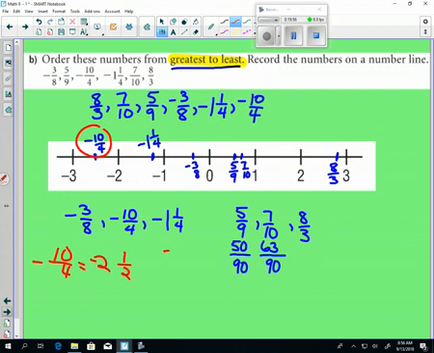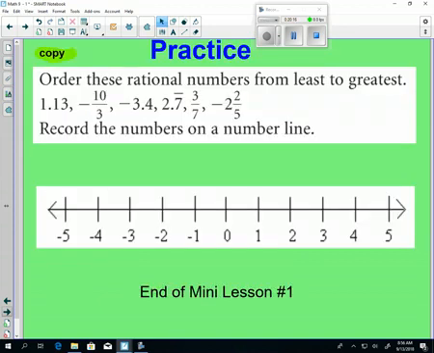7 over 10. We put that in our calculator, and we get 0.7. So we look on here, there's 0, there's 1, and there is going to be 0.7 right there. So we put 7/10 there, and so on. Okay? So that example would be on your lesson plan as well. So you can copy this one when you get to your assignment. It's going to ask you to copy this into your paper.